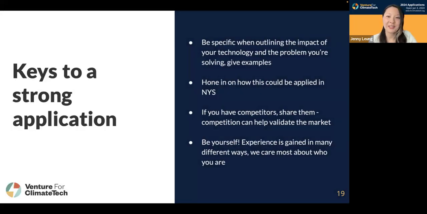Some keys to a strong application include being very specific when you're outlining the impact of your technology and the problem that you're solving. So make sure to give us examples. Really hone in on how this could be applied in New York State. And if you have any competitors, do share them because the competition can really help validate the market. And lastly, be yourself. I know it's super cliche, but experience can be gained in many ways, for example, through our curriculum and mentorship. But we really care about who you are as we are assessing companies that come through our application process.